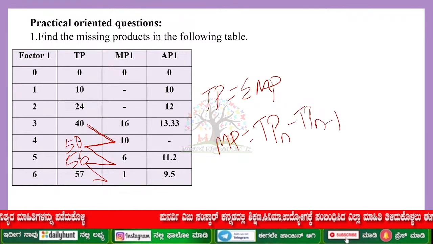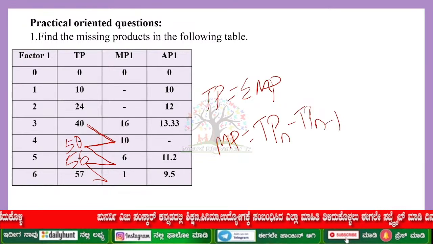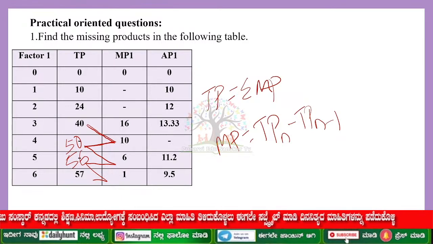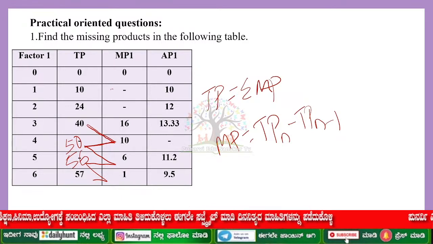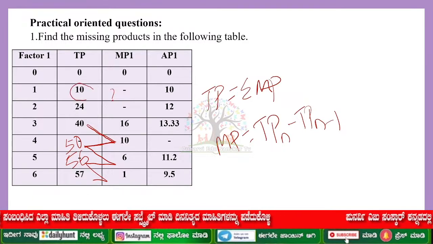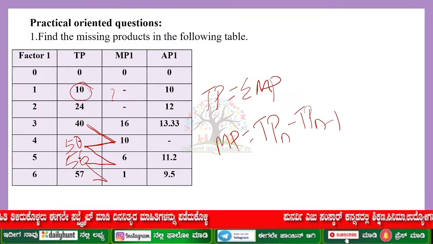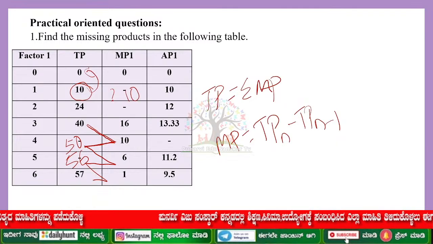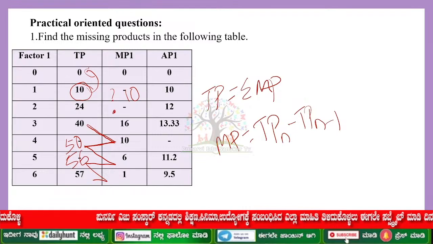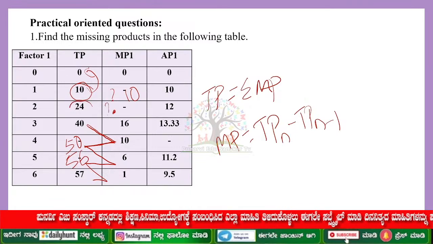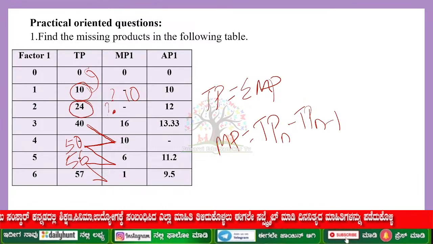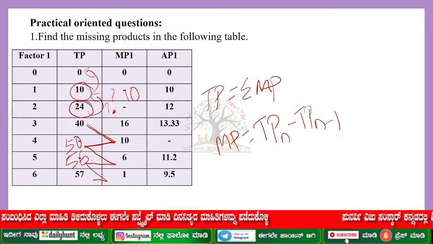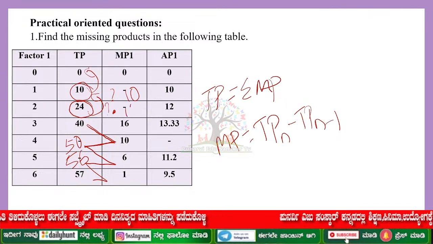So here, if you want to find out MP, see here TP we have 0, so we wrote 0, right? Now, if you want to find out this MP, take a value of TP and deduct from the previous value. So 10 minus 0 is 10. If you want to find out this, you have to take the respective total product and deduct from the previous value. So 24 minus 10, you will get 14.